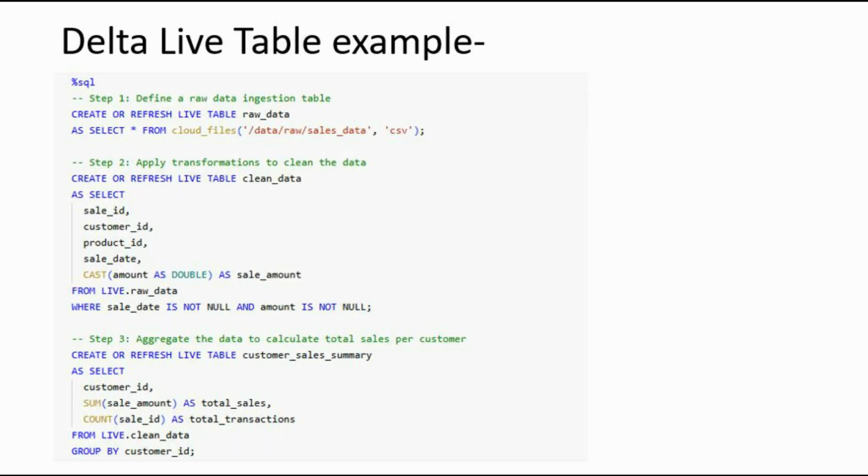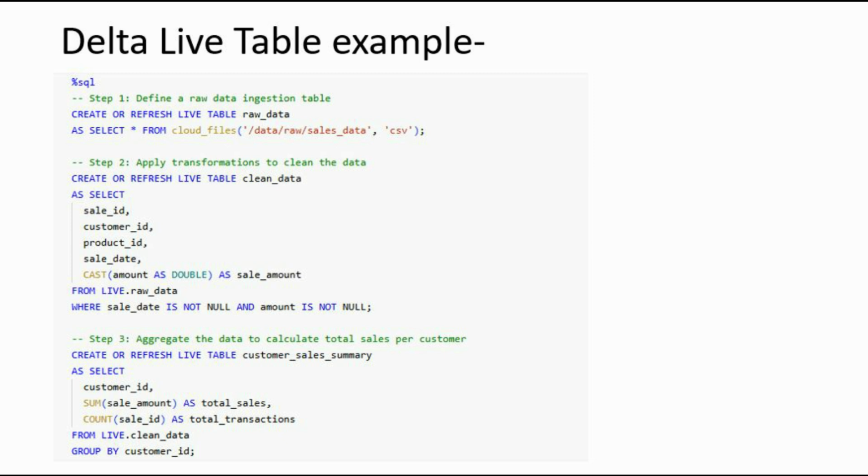Let me show you how to define a Delta Live table using SQL. Step 1 is the raw data ingestion. The raw data table ingests data from a cloud storage location containing raw sales data in CSV format. The cloud files function dynamically reads new files added to the directory. This ensures that the pipeline handles both batch and streaming data seamlessly.